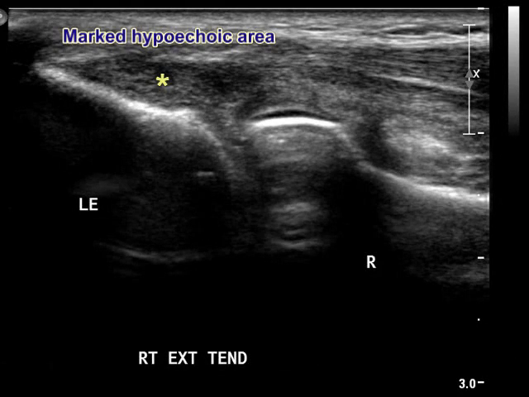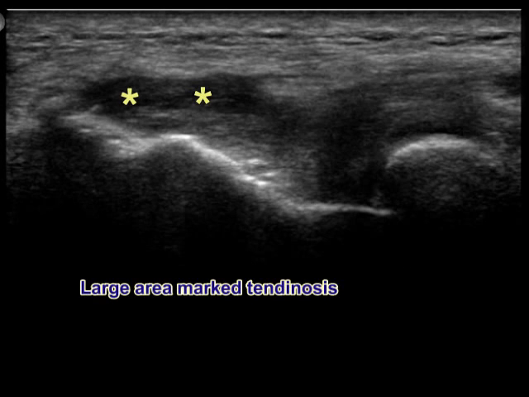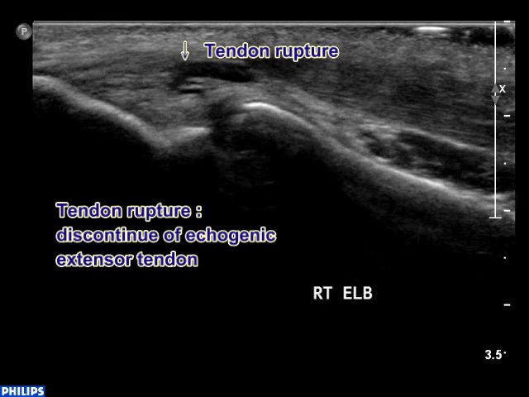In case of a tendon rupture, severe pain can be the presentation. The integrity of the tendon should be carefully scanned to determine a tendon tear. Any defect of the margin or in the tendon may indicate a tendon rupture.